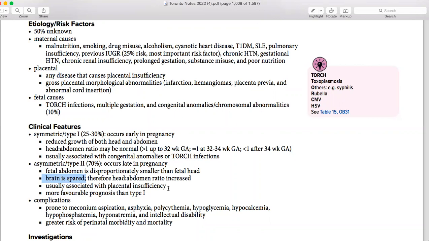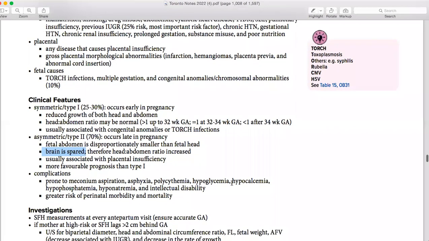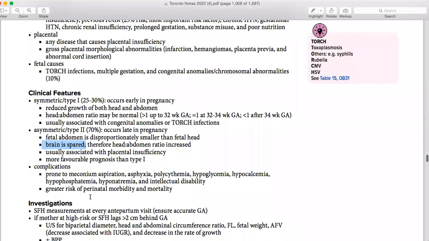Most of the time, what happens is placental insufficiency. Some part has collapsed and is not giving enough blood or nutrition to the baby. That's why it's not growing. Then comes the complications. What would be the complications? Maybe aspiration, asphyxia, polycythemia, hypoglycemia, hypocalcemia, everything is going down. So even intellectual disability.